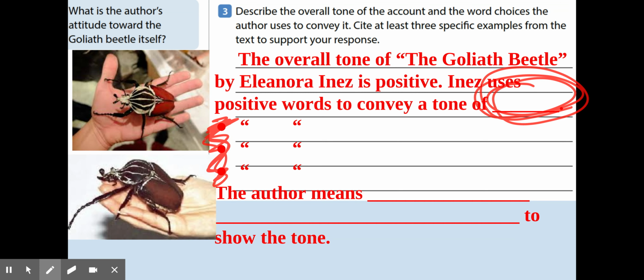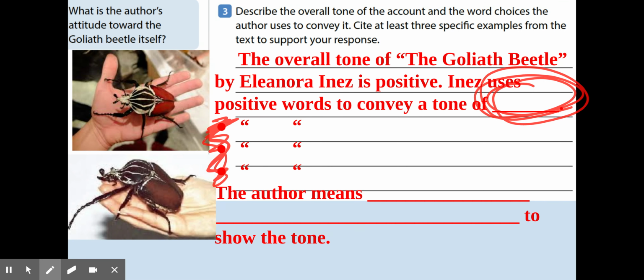The text says this and this and this to convey that tone. If you told me that the tone was scary, you're going to have to give me 3 examples from the text where she's using scary words. But that's not positive. If you told me that the tone is neutral, you're going to have to give me 3 examples of where she's using neutral words and phrases. And then your very last sentence says the author means, and that's where you're going to have to explain why you chose those 3 examples to show the tone.